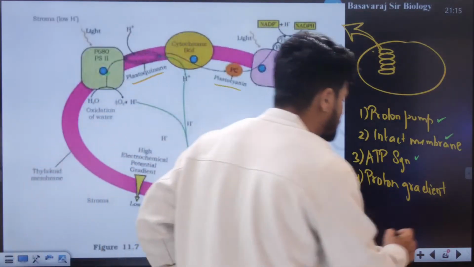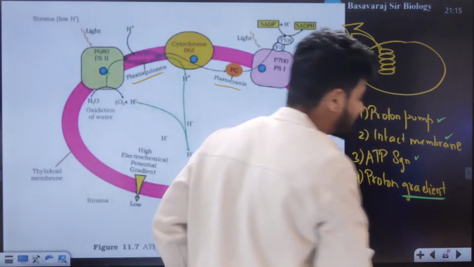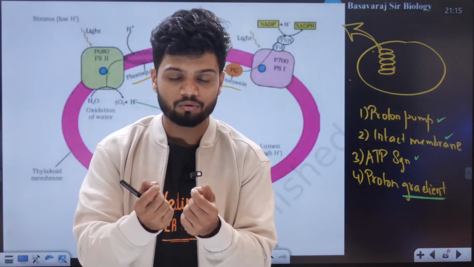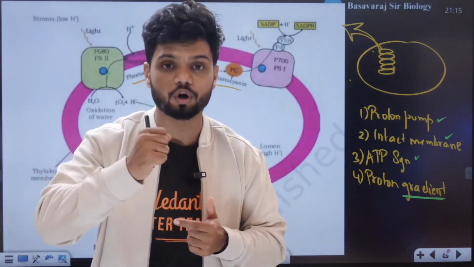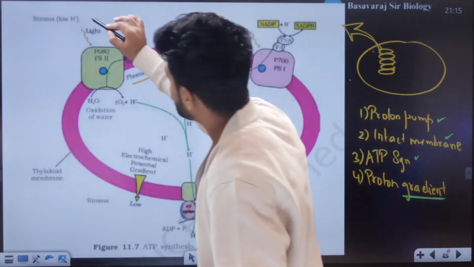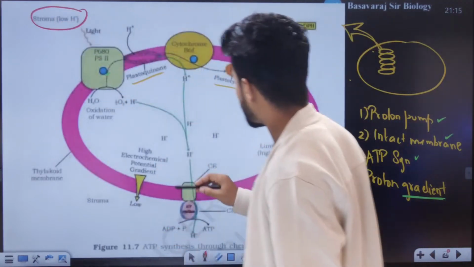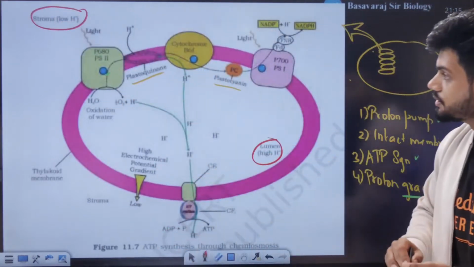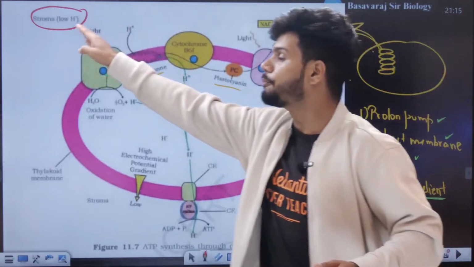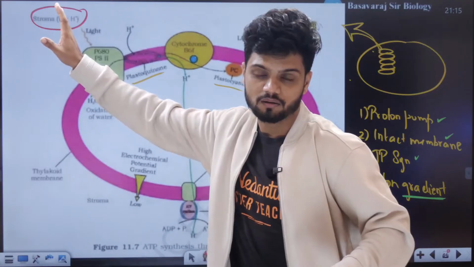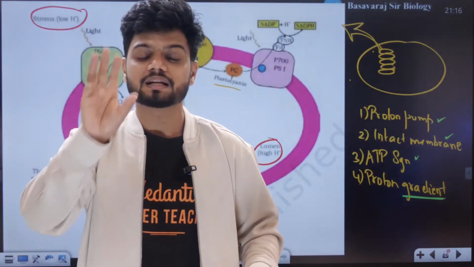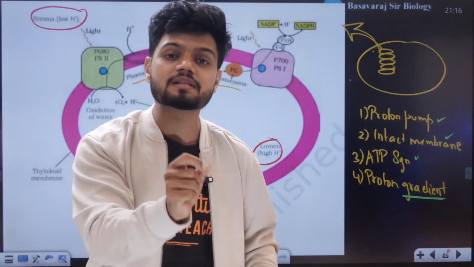Okay. Now, what is the meaning of gradient? The meaning of gradient is a difference. So we have to create now a difference in proton. For example, if you see the diagram right here, we can see low proton in the stroma and high proton in the lumen. So a difference has to be created: high proton inside the lumen, low proton outside in the stroma. Now, how do we create this difference? There are 3 main ways that difference can be created.